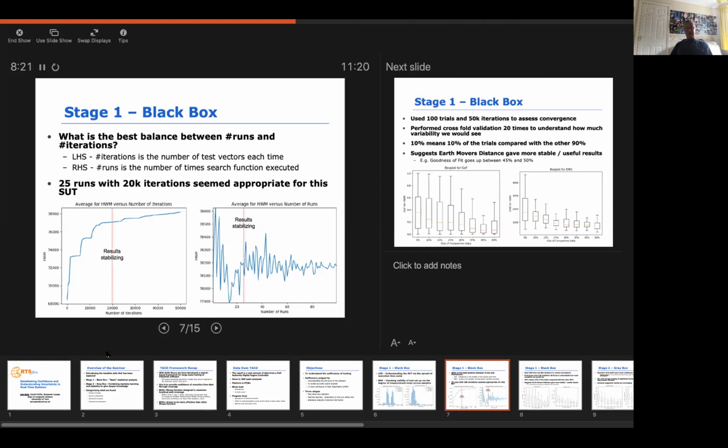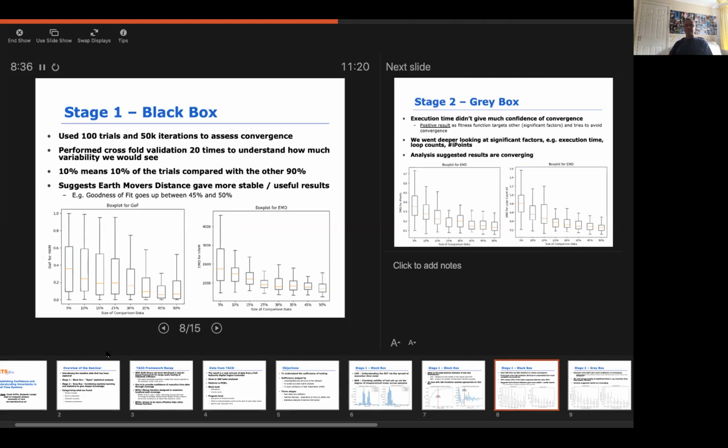Clearly, the more the better. And it's worth noting that for the right-hand graph, we did 50,000 iterations and established 25 runs was sufficient. But we went back and checked whether 25 runs and 20K iterations gave us a similar trend, and in fact it did. So we then started to do a black box analysis based on 100 trials and 50K iterations to assess convergence. What we mean by convergence is, again, are we seeing different amounts of information? Are we learning anything new through the trials we performed?